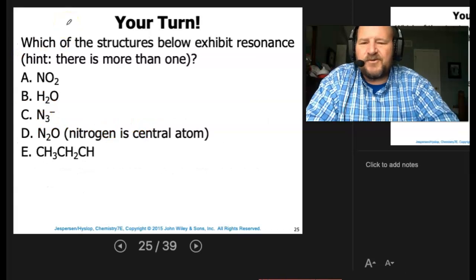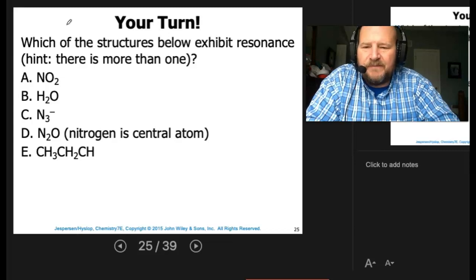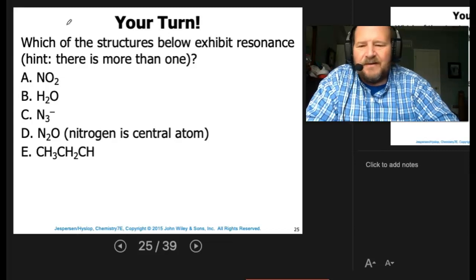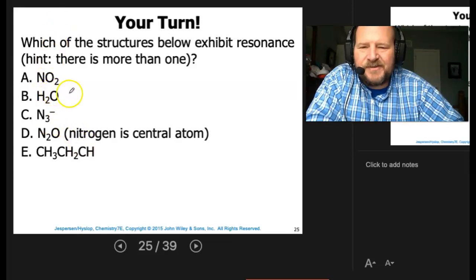All right, which of the structures below exhibit resonance? Hint, there is more than one. So which of the following structures below exhibit resonance? Well then, how are we going to be able to pick the right one? All right, so let's start with water. Does water have any resonance structures? No, none for water. So we know it can't be B.